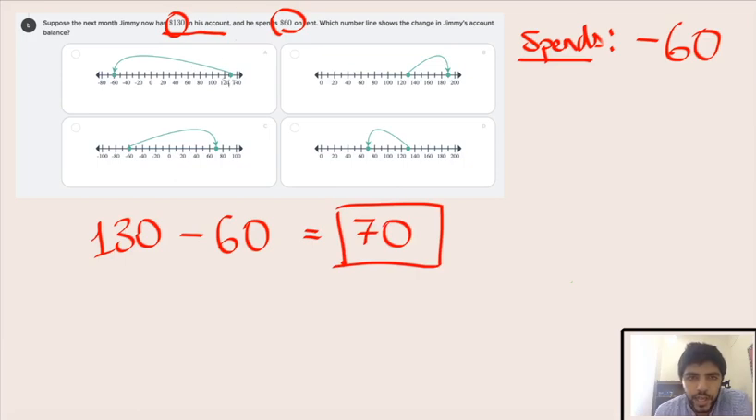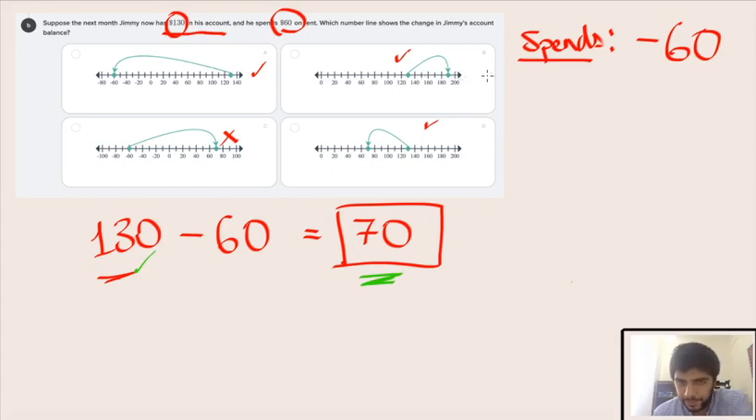So we're looking at a number line that starts at 130. This one starts at 130, that's good. This one starts at 130, that's good. Starts at 130, that's good. This one starts at negative 60, that's bad. Okay, so we did that. Now we need to subtract 60 and end up at 70.